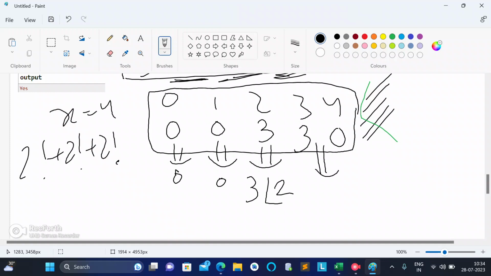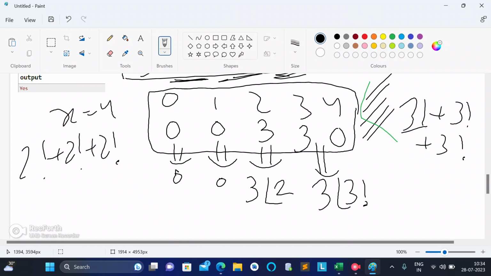In the same manner, 3 is given 3 times in the array. What does it mean? It means we have to add 3 factorial plus 3 factorial plus 3 factorial, 3 times. Therefore, I can write it as 3 into 3 factorial. We are given 4 zero times, therefore it contributes 0.